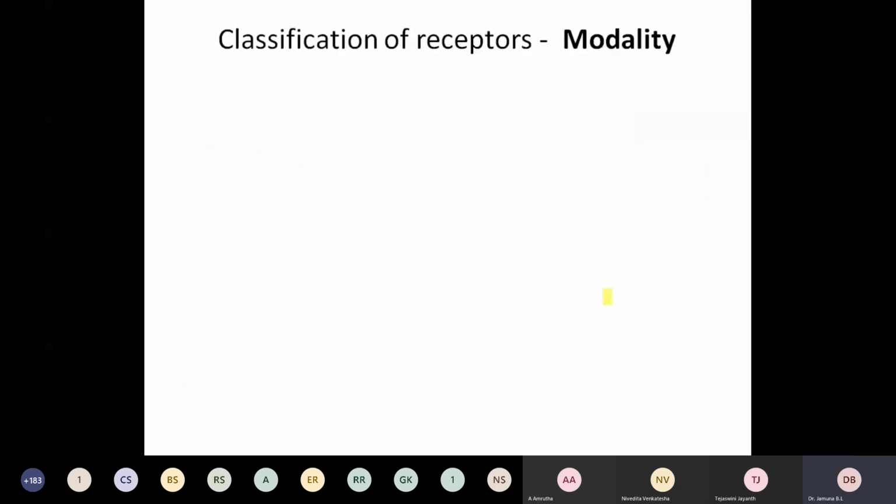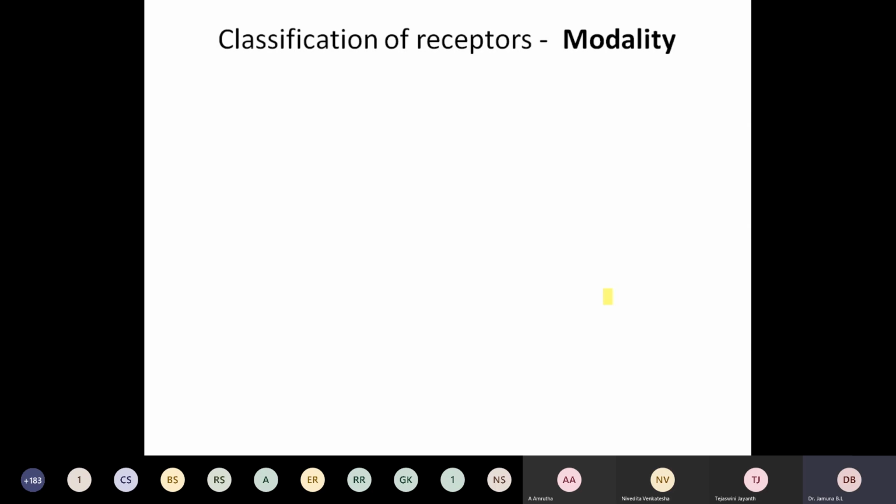Coming to the classification of receptors, you can classify the receptors in various ways, like the type of receptor which is getting stimulated, or the type of stimulus, or maybe the location of the stimulus. Depending on the nature of the stimulus, you can classify the receptors, but there is no one classification which involves all types of receptors. There are various classifications, each of which involves some of the receptors.